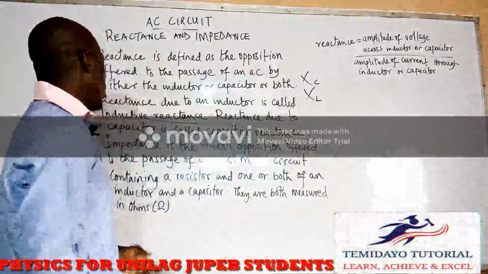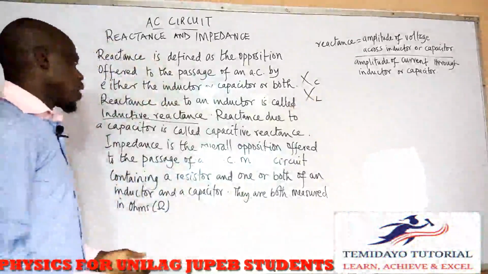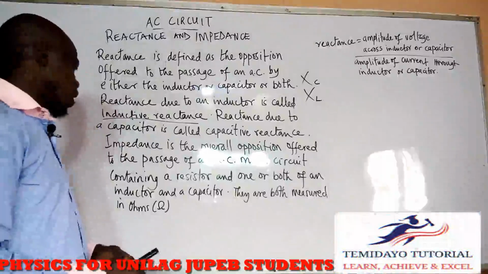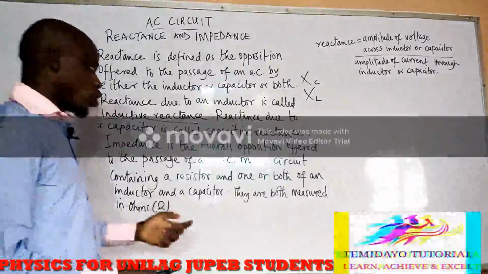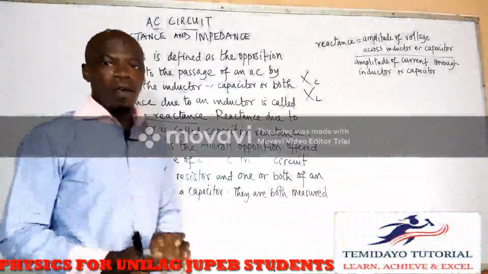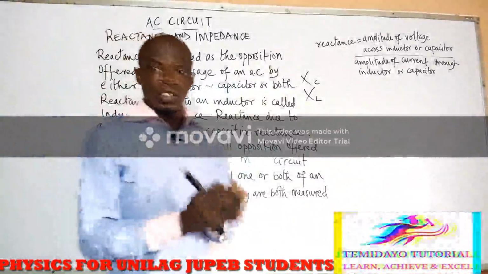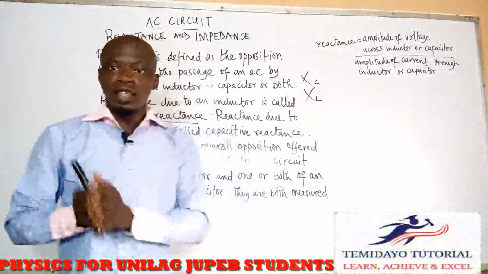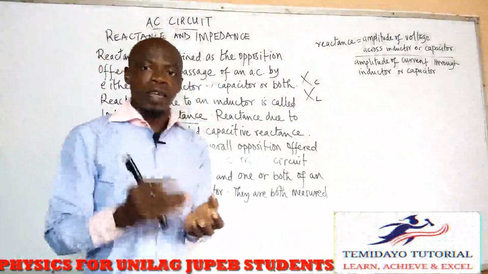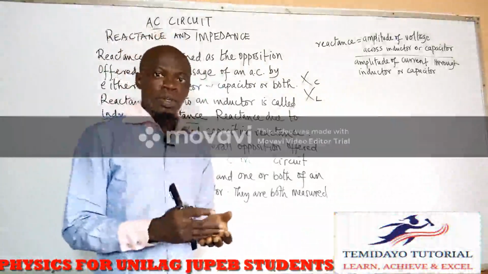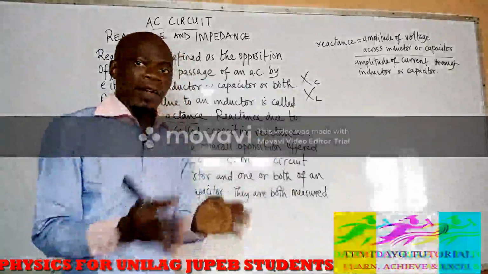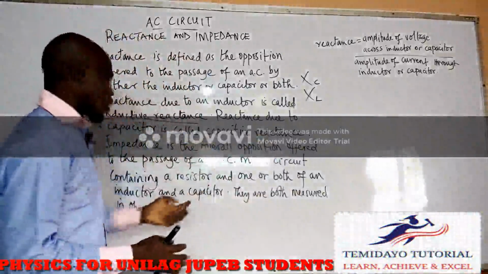Now, another thing is what we refer to as impedance. Impedance is the overall opposition offered to the passage of an AC in a mixed circuit containing a resistor and one or both of an inductor and a capacitor. The overall opposition offered by the resistor, the capacitor and also the inductor is what we refer to as impedance. It can be that the opposition is offered by a resistor and a capacitor. That means we are combining the two oppositions, and the overall opposition offered by these two devices is what we refer to as the impedance.